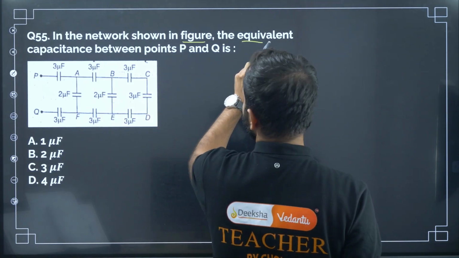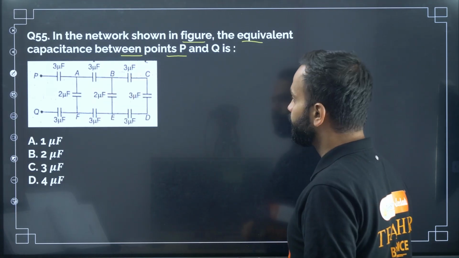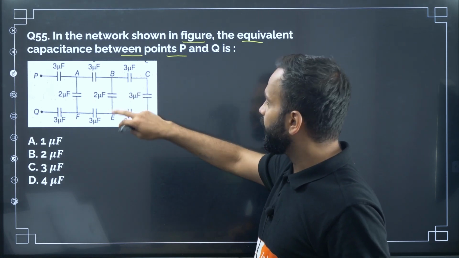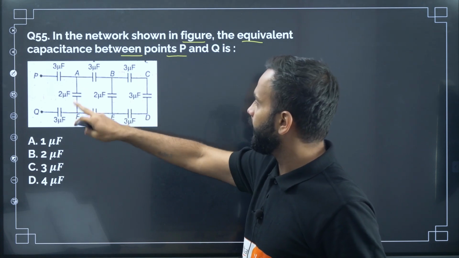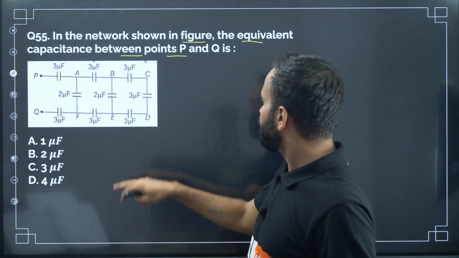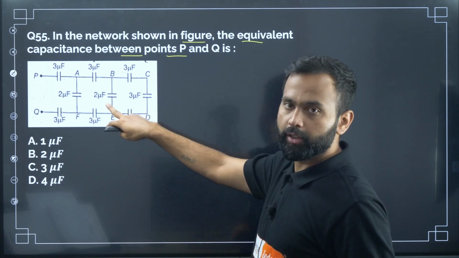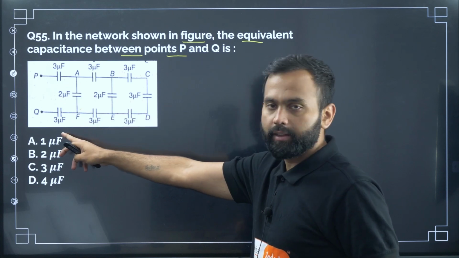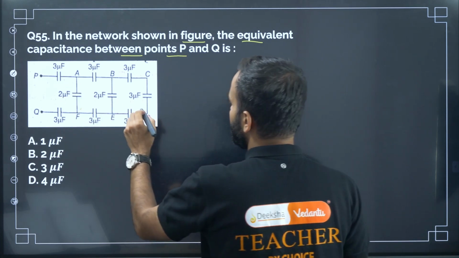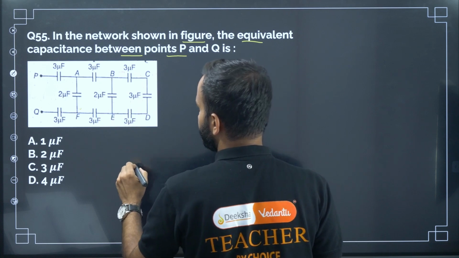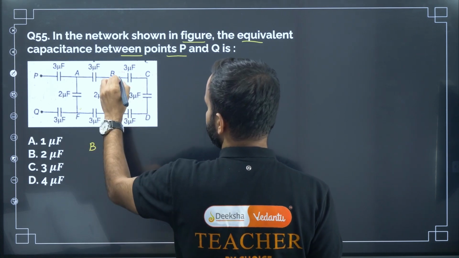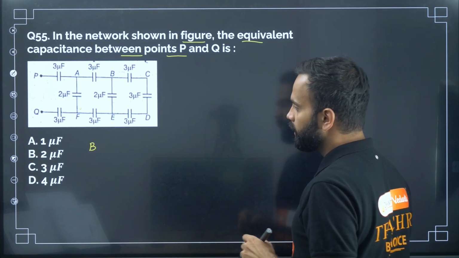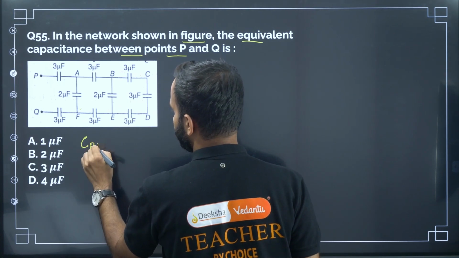In the network shown in figure, the equivalent capacitance between points P and Q. Okay, so here let us find equivalent capacitance between B and E, then A and F, then P and Q. Why? Because these three are in series, then parallel with 2 microfarad. Again these three are in series, so then parallel with 2 microfarad. Again these three are in series, right? Okay. So now what is the equivalent capacitance between point B and E here?